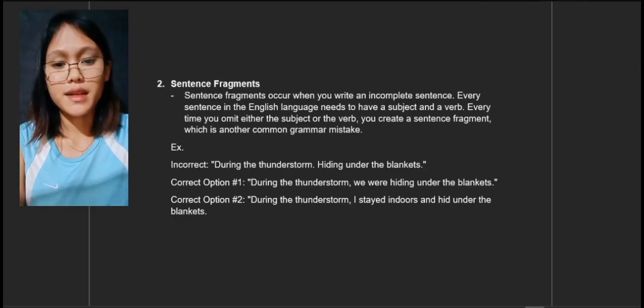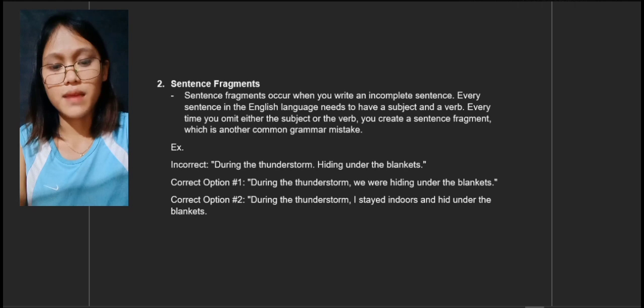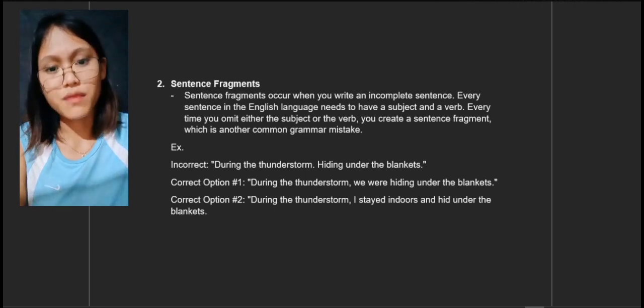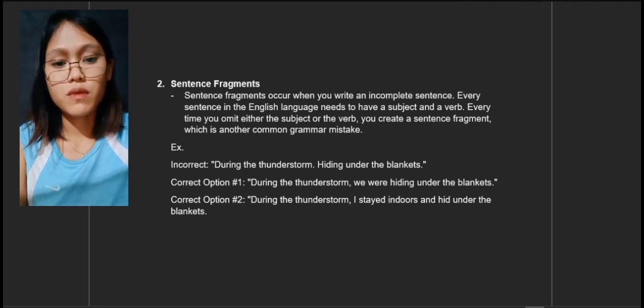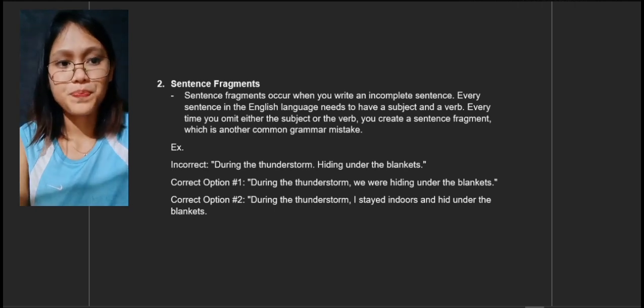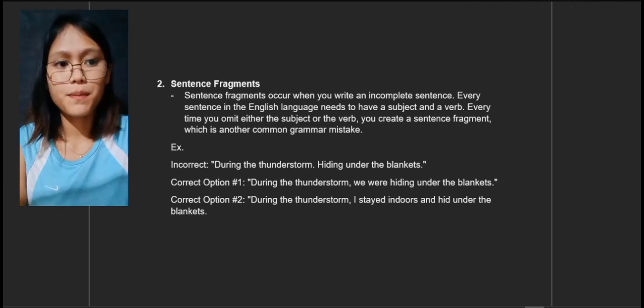The second one is sentence fragments. It occurs when you write an incomplete sentence. As we all know, a sentence would be incomplete without the subject and the verb. So every time you omit either a subject or a verb and separate it individually, you create a sentence fragment, which is another common grammar mistake. An example for this is: During the thunderstorm, period, hiding under the blankets, period.